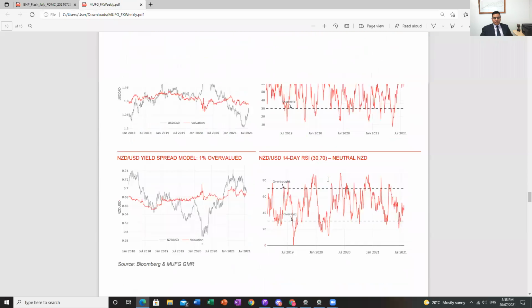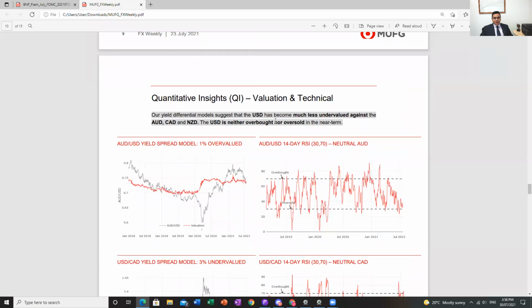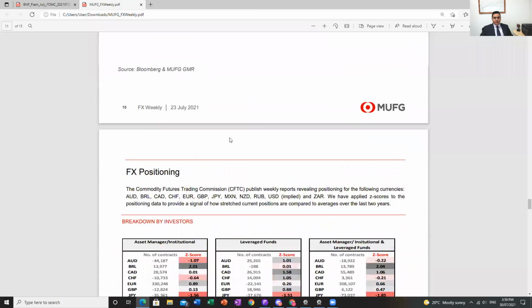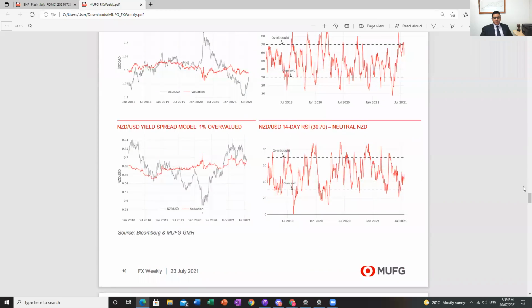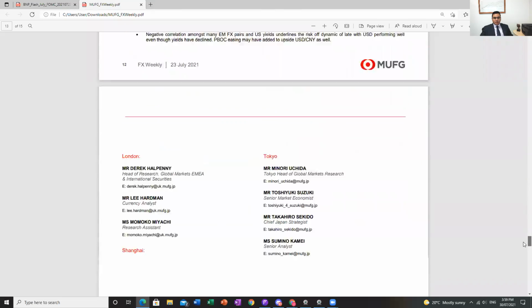Yens. I haven't read this part yet. I'll suggest that the US dollar has become much less unavailable against the dollar. Okay.